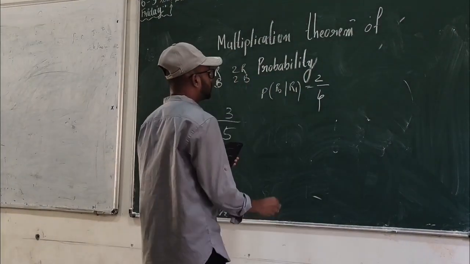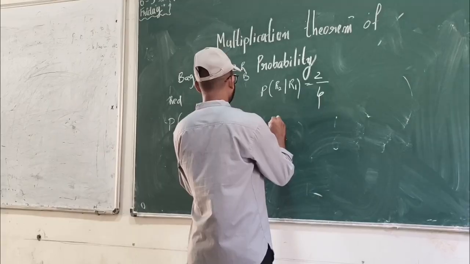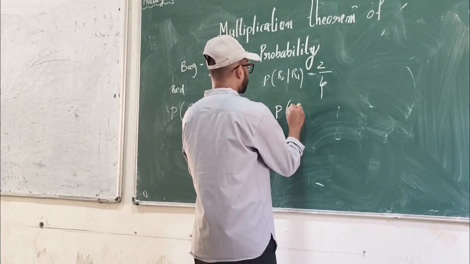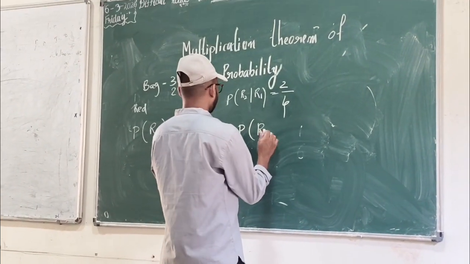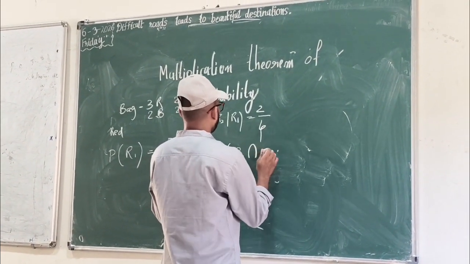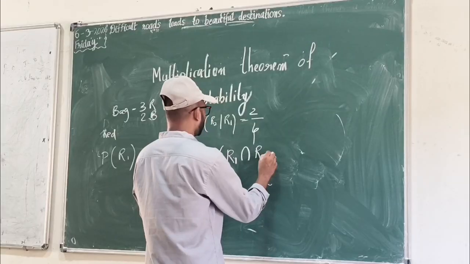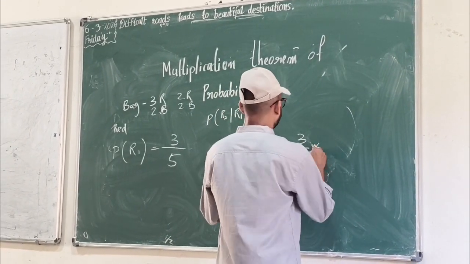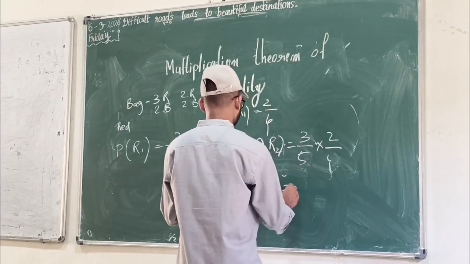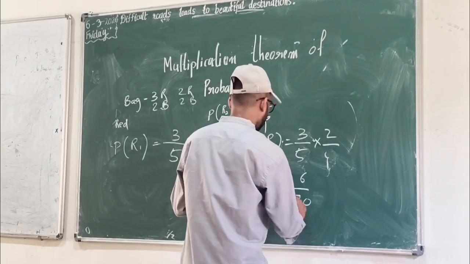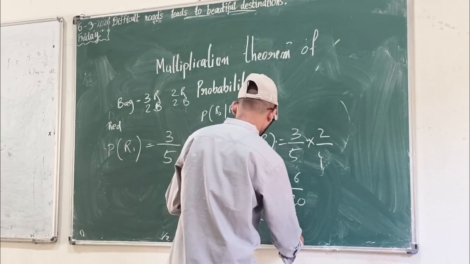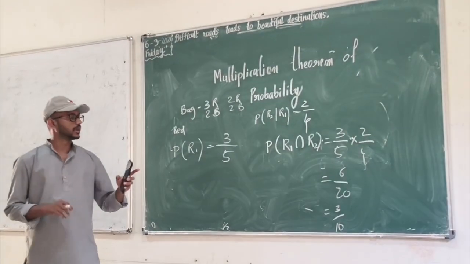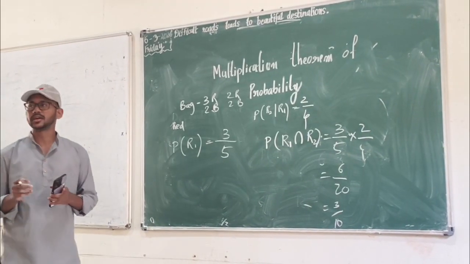Now we can apply the multiplication theorem for this. What is the probability of getting a red ball intersection getting a blue ball? 3/5 and 2/4, which is 3/10. Here we are talking about 2 events, in a bag that contains red balls and blue balls.